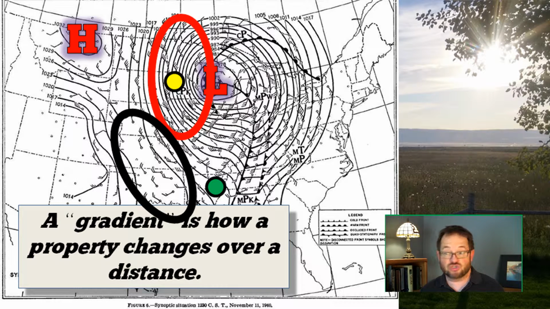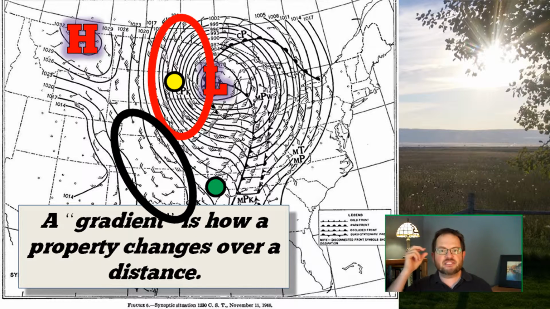We have a strong pressure gradient and therefore a strong pressure gradient force, like the area there where I have circled in red, kind of all across Minnesota and Wisconsin and so on in this particular example. Whereas places where the isobars are farther apart, you have to go a long ways to encounter a change in pressure. There's not much of a pressure gradient, so there isn't much of a pressure gradient force.